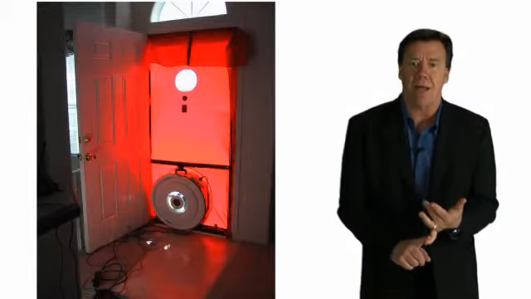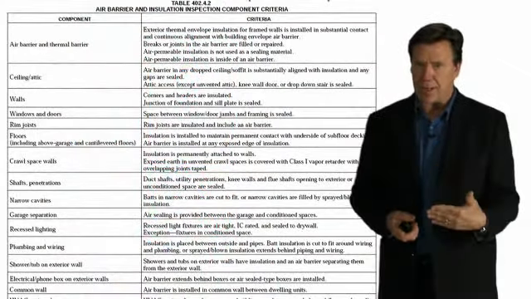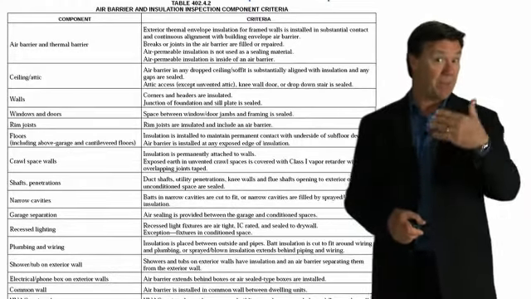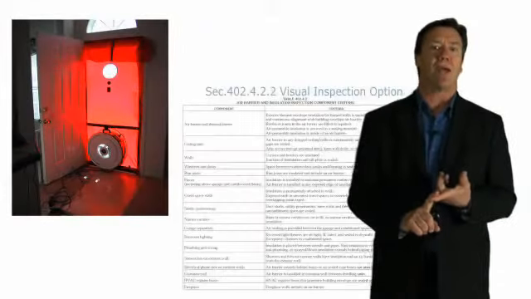All right. Now, a couple things that the code allows us to do. We have two options under the code. We can either do a blower door testing option, or we can do a rather elaborate checklist that can be filled out and inspected by the building code official, but the building code official can also request that the builder have a third party perform that inspection. So two methods to meet the air infiltration requirements under the code. One is the blower door test and one is the checklist.